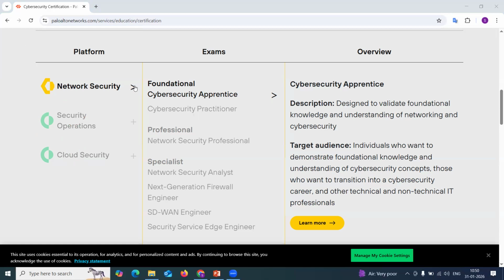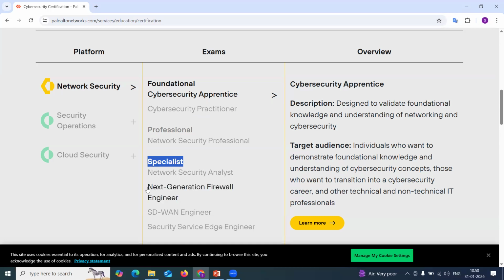Now coming here, network security. In a network security path, you have foundational security, and then you have cyber security type of stuff. Now here you see professional level and a specialist level. So what we have to do is the specialist level.